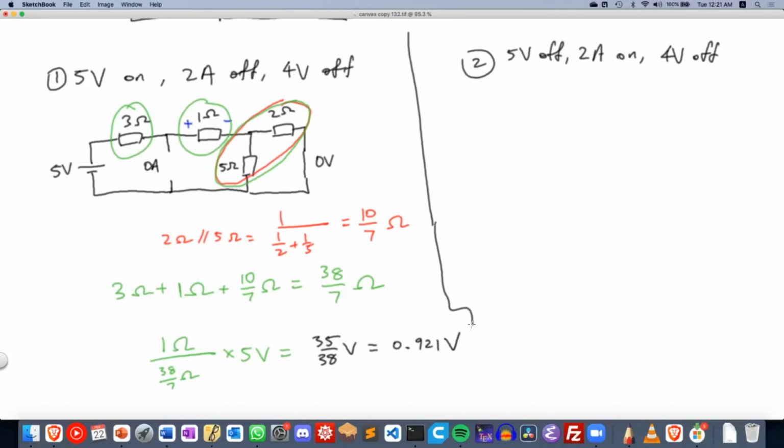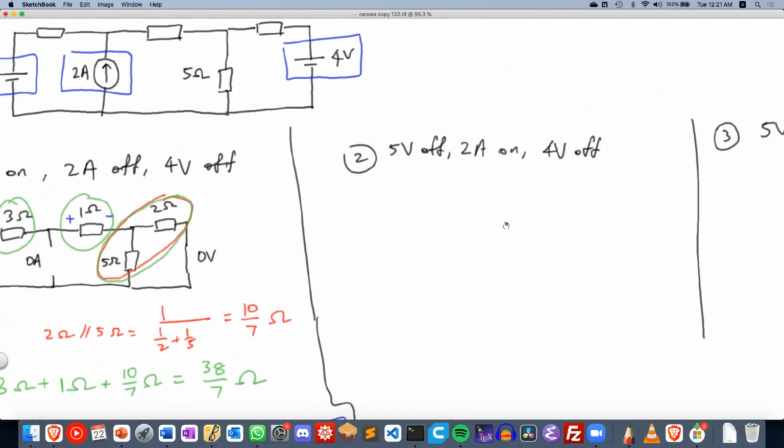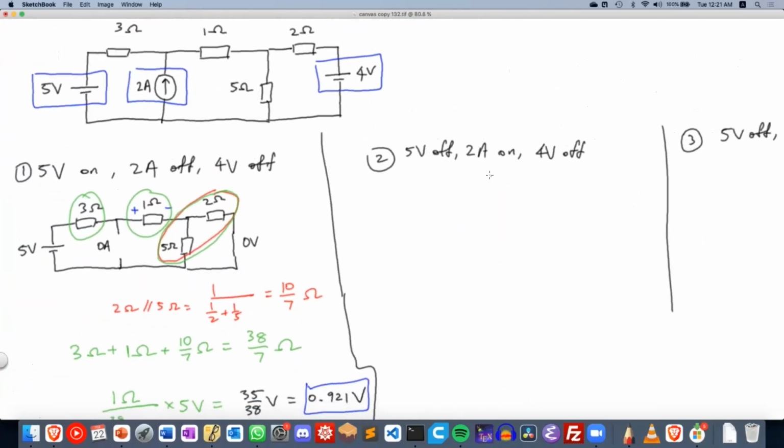Okay, so we're done with the first scenario. Noting the sign, the positive is on the left and the negative is on the right. So that's the first scenario. Let's move on to the second scenario. What happens when we turn this 2 ampere source on and the rest are off?